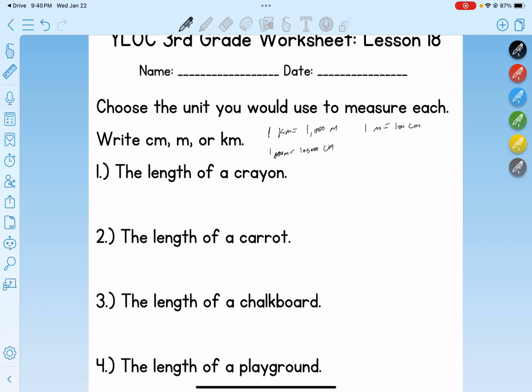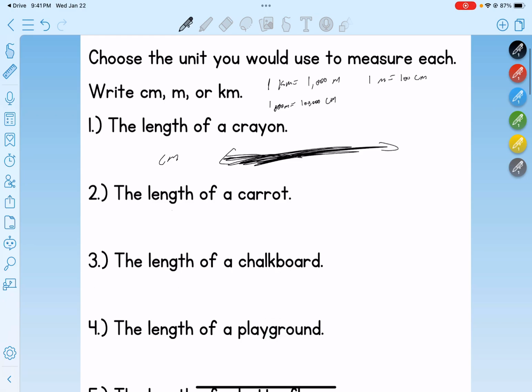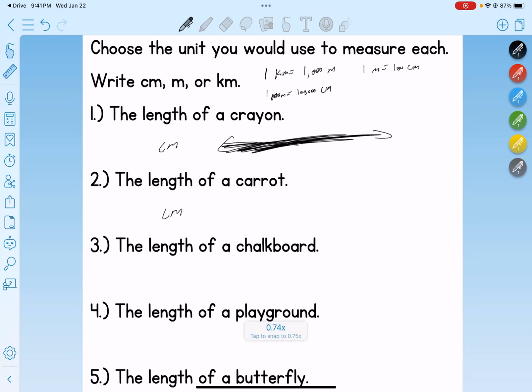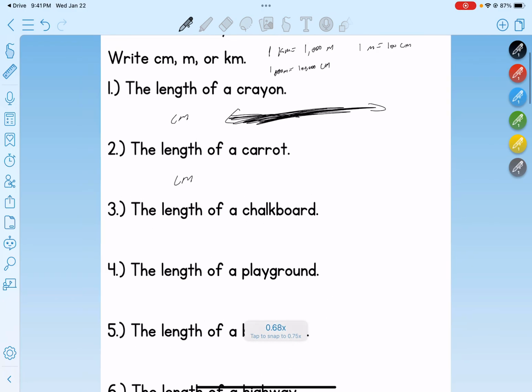The length of a crayon. We want to use centimeters because crayons are usually small. A crayon, if you put it onto the screen, will probably be this length, and we can't use meters because 1 meter is 100 centimeters, and 100 centimeters is a lot. That's about 2 feet or so, so that would be too much for a crayon. The length of a carrot is a similar size to a crayon, maybe a little bit bigger, but centimeters are still fine, and it's not big enough for us to use something else.